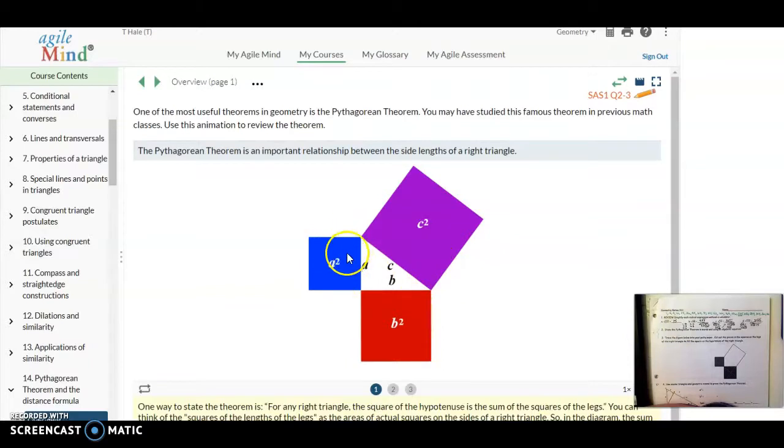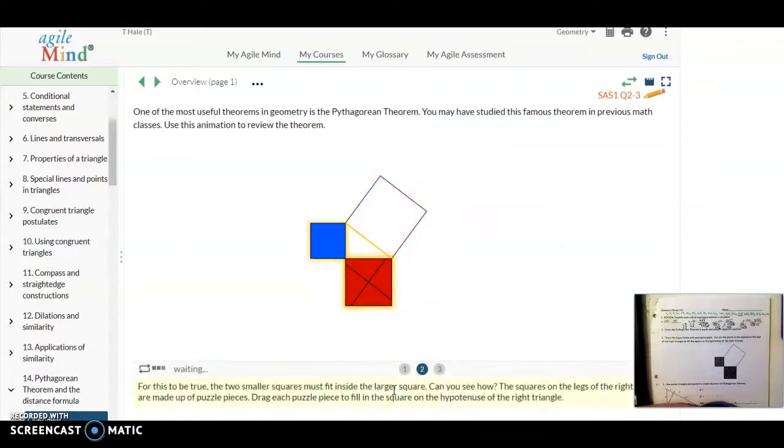So a squared, the square on A, plus b squared, the square on B, is equal to the square on the hypotenuse. And so we want to make sure we understand the concept and not just have it memorized as a squared plus b squared equals c squared. So the sum of the two smaller squares is always going to equal the largest square, which is the one on the hypotenuse.